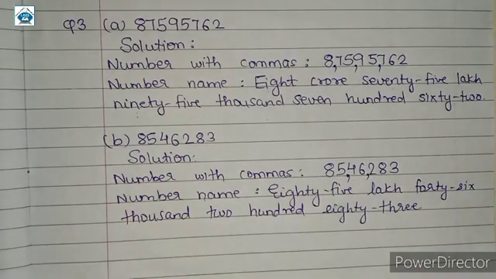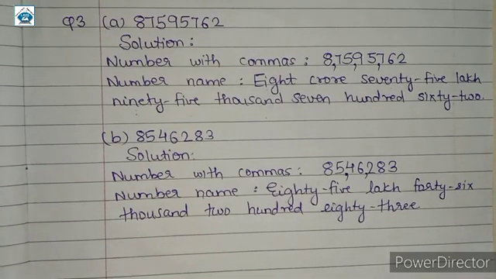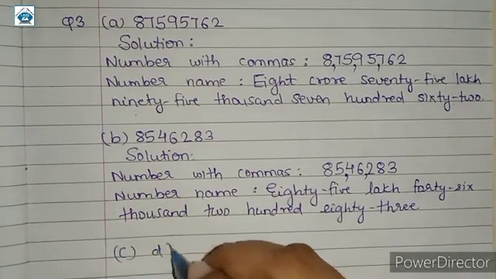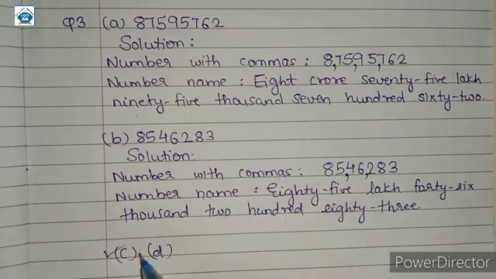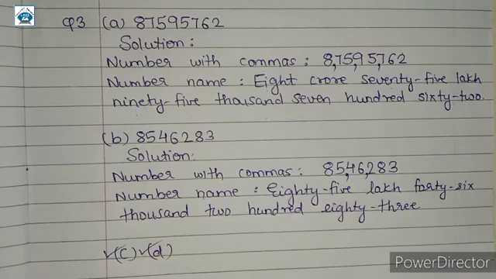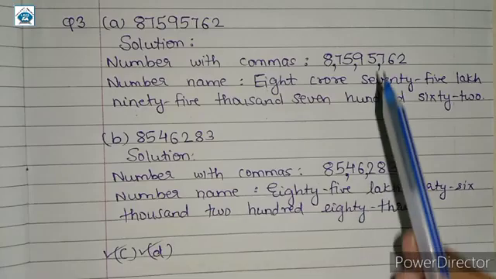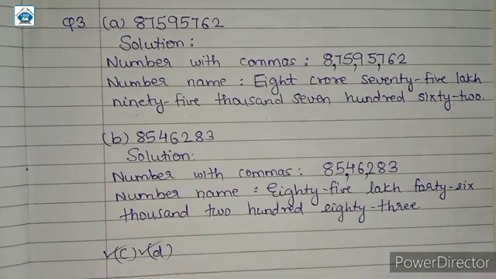In question number 3 you have 2 more sub questions of this type, C and D, which are similar. In this way you need to solve them, write the number with commas, and then you need to write the number name. So part C and part D are homework for you. Write their solution in this manner in your notebook on your own.